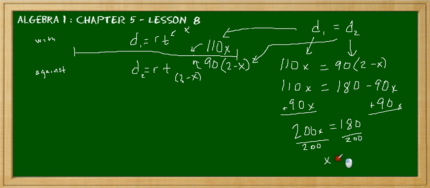And now we're going to come up with x is equal to 180 divided by 200, which is 0.9. Okay, and so 0.9 is the x value, which is the time. Let's go all the way back up here. What is x? If we look at our x, it represents the time that the flock spends flying with the wind. Okay, that's up here. If we look at problem A, that's what the x value is.